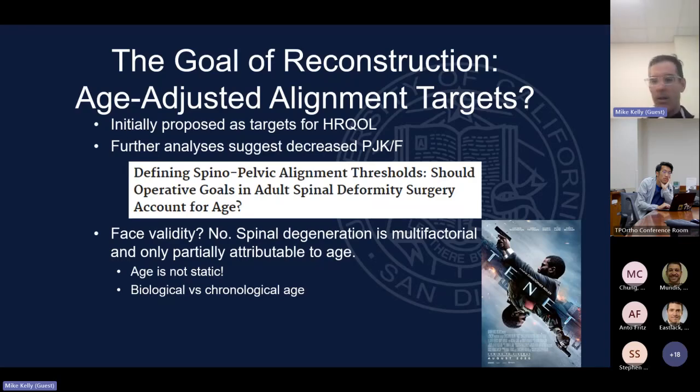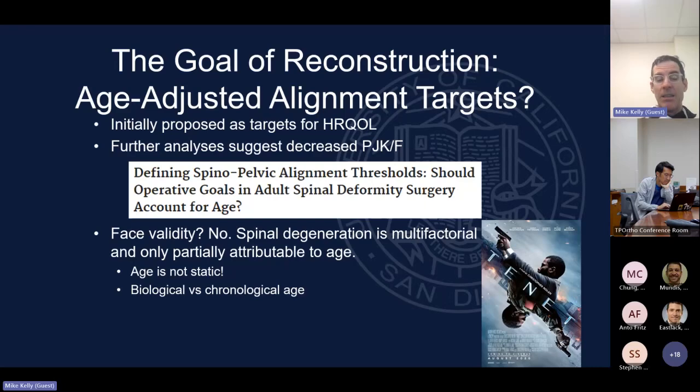What are you going to do? You're going to go back and take lordosis out? No, of course not. That's insane. It brings to mind the idea of biological versus chronological age, which is something Chris Ames and Fran Felice have talked about quite a bit. But the number of trips around the sun is really irrelevant.